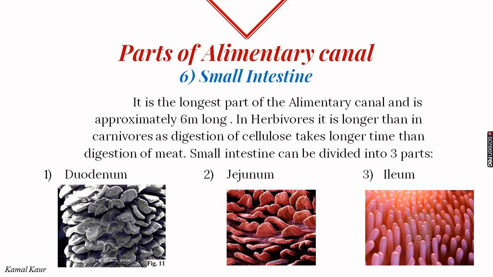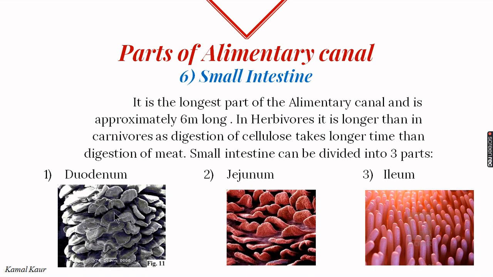Now these projections are called villi and they have different shapes, and depending upon the different shapes of the villi, the small intestine has been divided into 3 parts. So duodenum has leaf shaped villi, jejunum has tongue shaped villi, while ileum has finger like projections which are called villi. So now we will see the duodenum first.